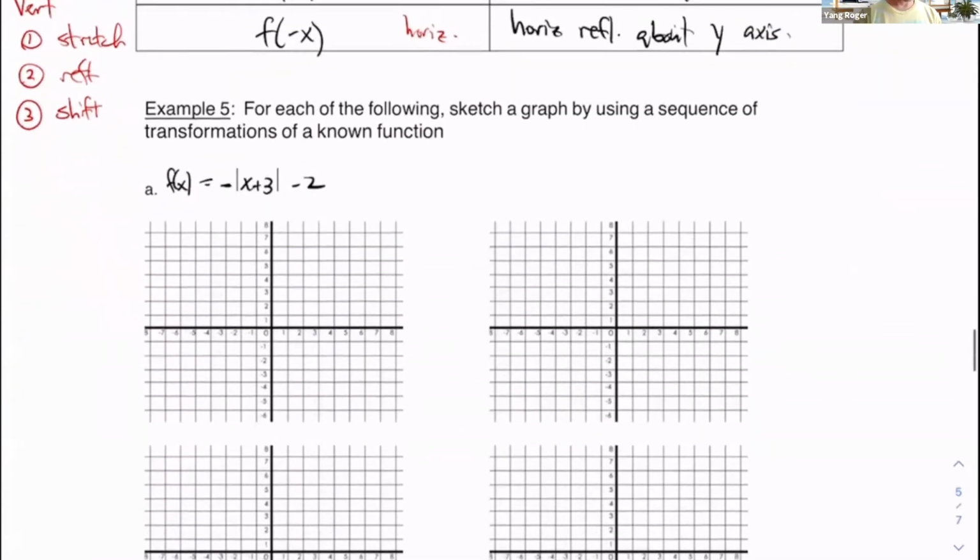I want us to look at example 5. I haven't forgotten about example 4, but once we are comfortable with shifting things around, example 4 will be easier for us. When you look at this, you should be able to tell me the different transformations we want to do in the correct order. So what's the first transformation I want to do?